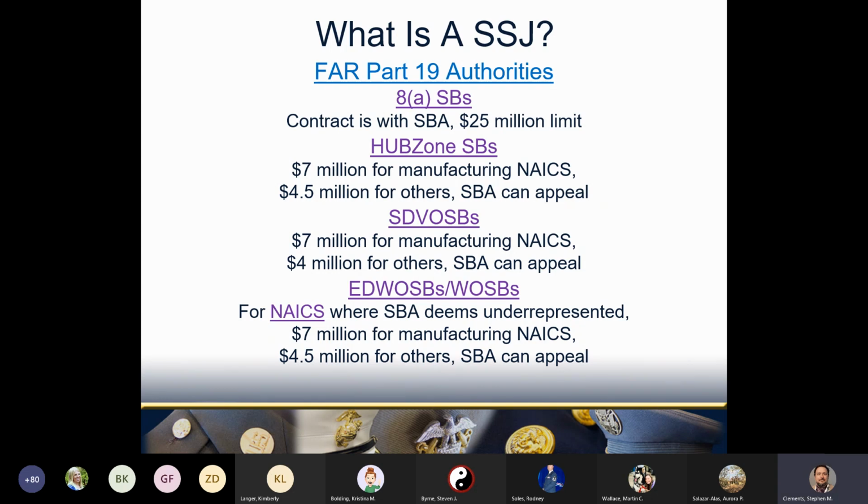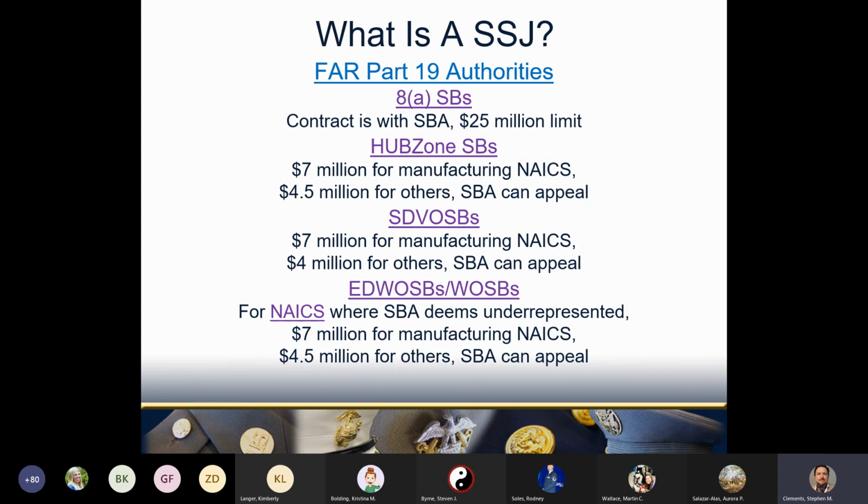Another thing you'll see is that for 3 of these, the SBA can appeal. What does that mean? Well, in each of these 3 sole source authorities, there's a line stating that the SBA has the right to appeal the contracting officer's decision not to make a sole source award to this type of small business. And that means the SBA could protest our CO not using one of these authorities and try to force the CO to sole source instead of doing something else.